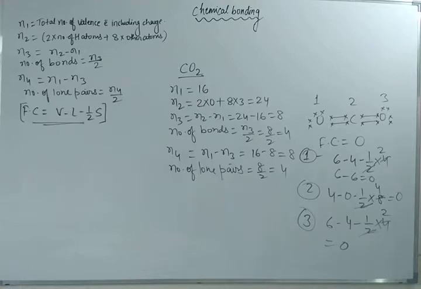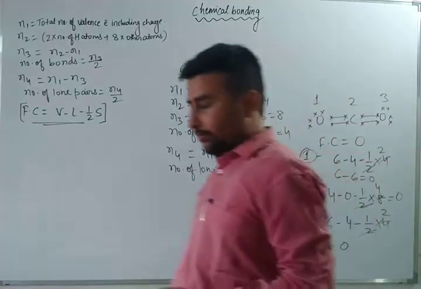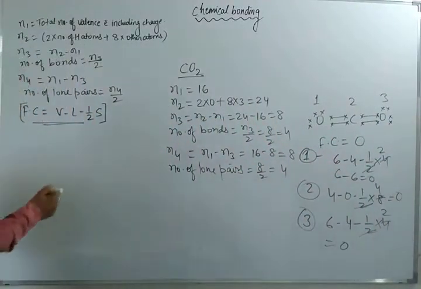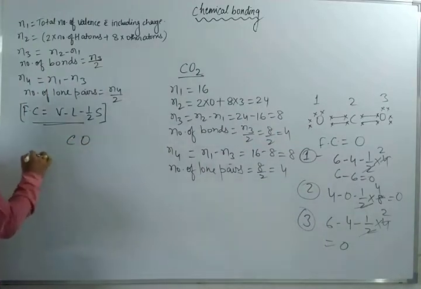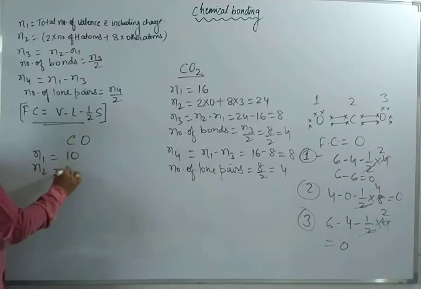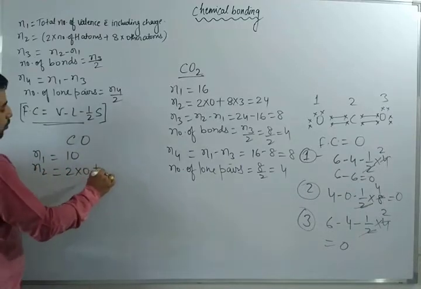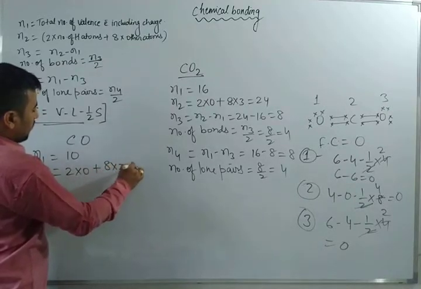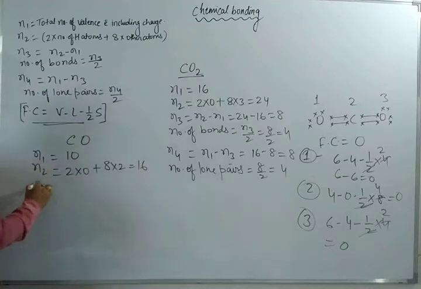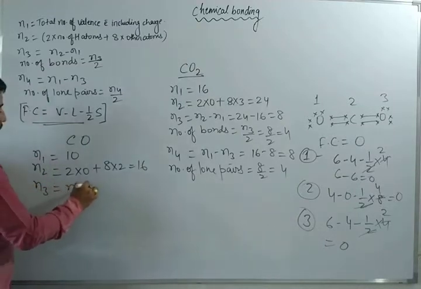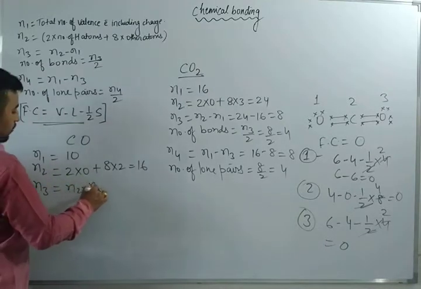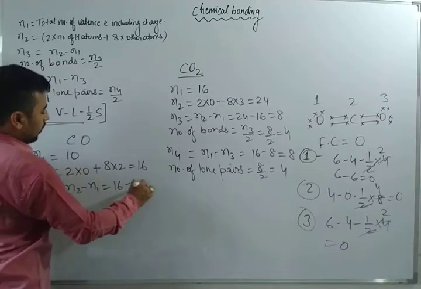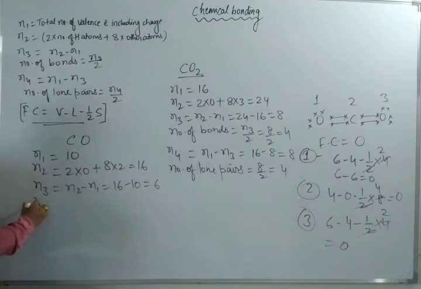Okay, let's start with carbon monoxide. N1 will be carbon 4, oxygen 6, 6 plus 4, 10. N2 will be hydrogen atoms 0 and other atoms 2, means 8 into 2, that is equal to 16. N3 will be N2 minus N1. 16 minus 10 is equal to 6. Number of bonds.